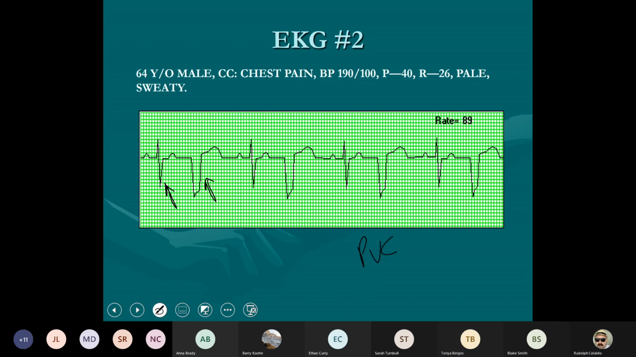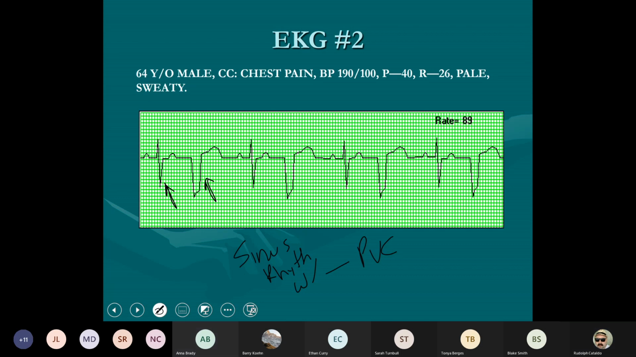Okay. So this could be, in my opinion, sinus rhythm with PVCs. Every other beat is a PVC. Okay. Now, Anna, you said you're really good with your tachycardias and bradycardias. This guy's heart rate is 40, right? So he's bradycardic. Okay. Stable or unstable?